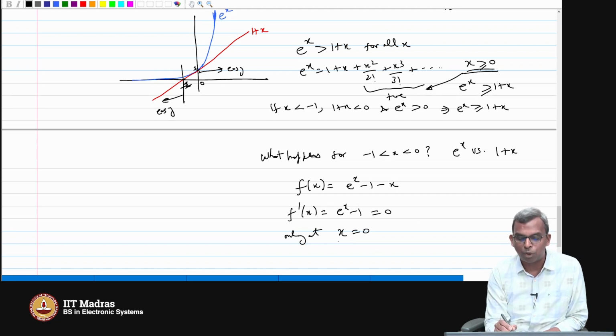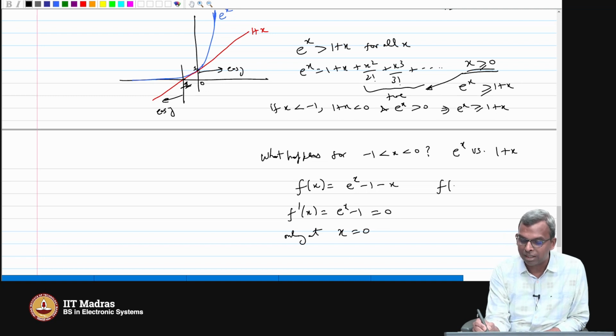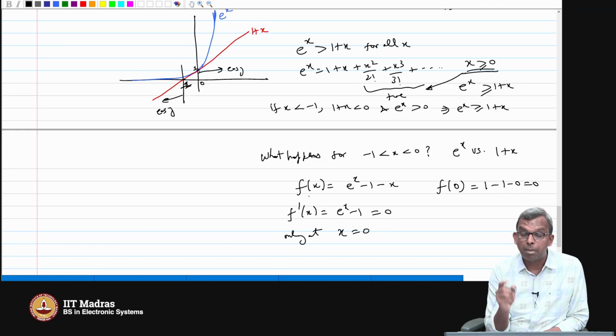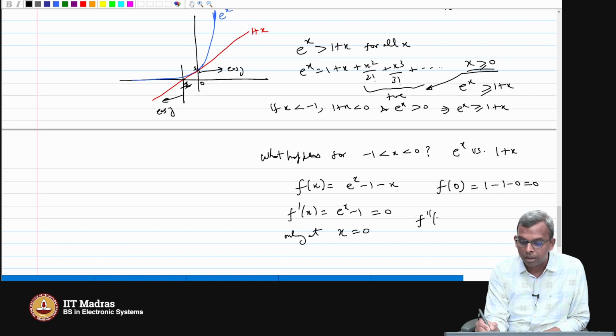Okay, so first let us figure out what happens at x equal to 0. f of 0 is simply 1 minus 0, which is 0. So, f of 0 is 0, and at 0, does f of x hit a maximum or minimum? That is the question. For that, you can do the double derivative test. If you do f double prime of x, you simply get e power x, and that is equal to 1 at x equal to 0, which implies the 0 is a minimum.